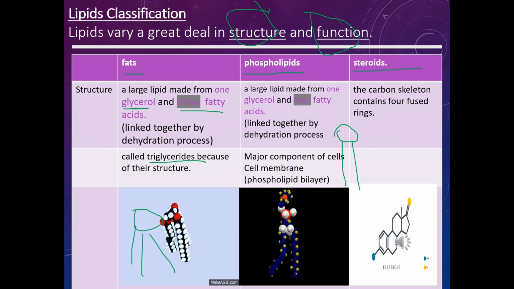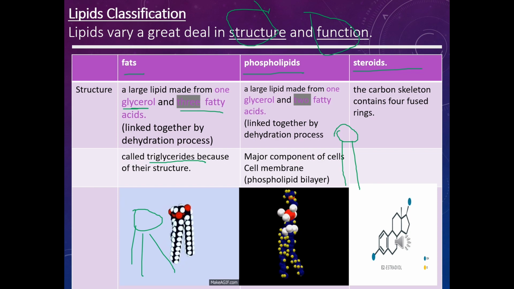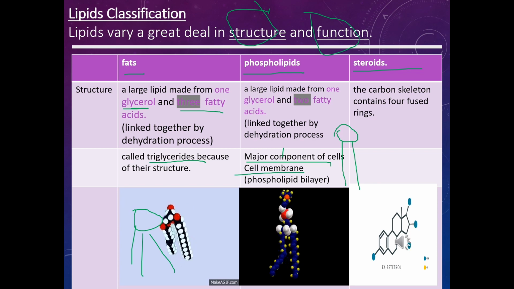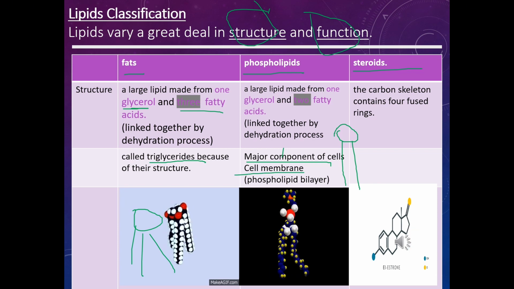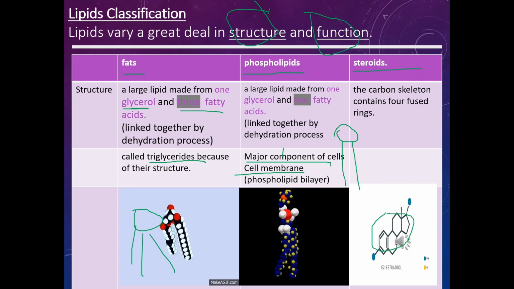And all the small units are connected together by the dehydration process to give the big molecule of lipids. The structure of the phospholipid is actually a part of the cell membrane, as we just said. The steroids have four fused rings connected together to give the steroid. And we just said that steroids give a lot of structures like the sex hormones.